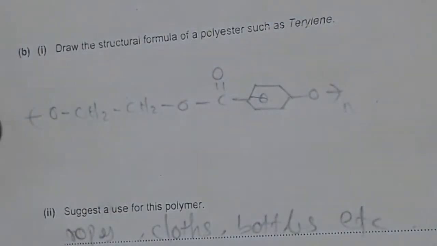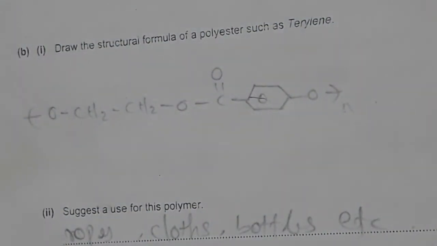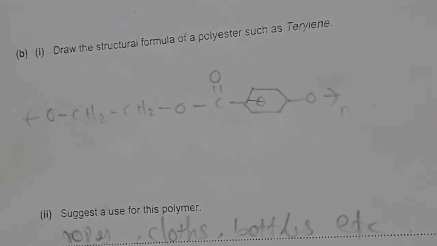And here part B, second question, asks for different uses of this type of polymer. Give different uses of terylene. Terylene or Dacron is used to make ropes, cloths, etc. Polyester cloths. These are the different types of uses of terylene or Dacron.